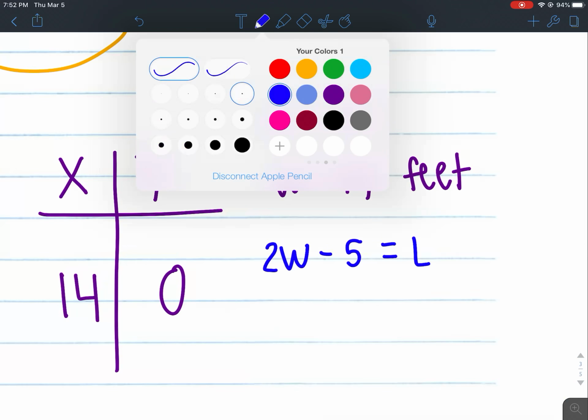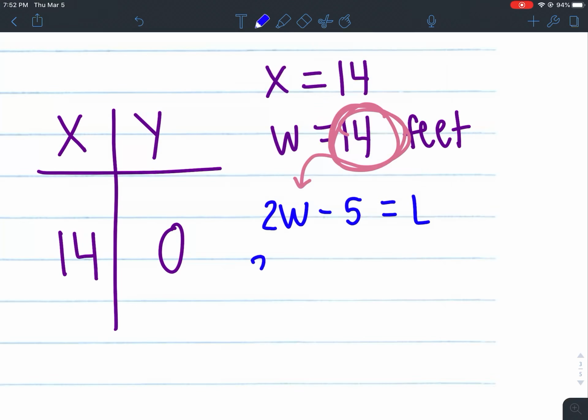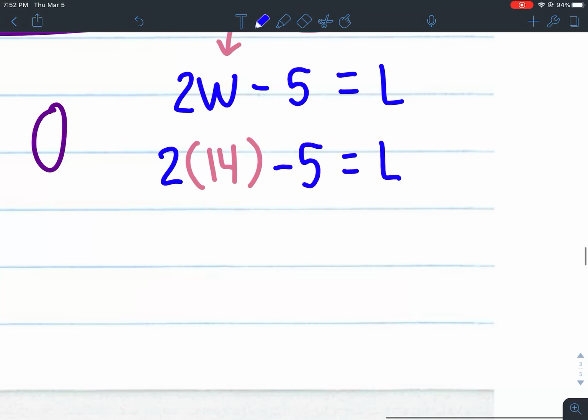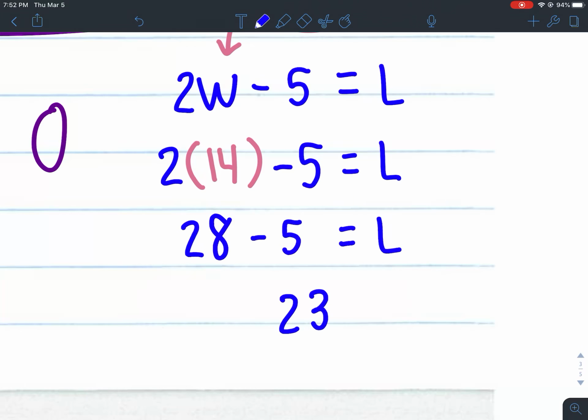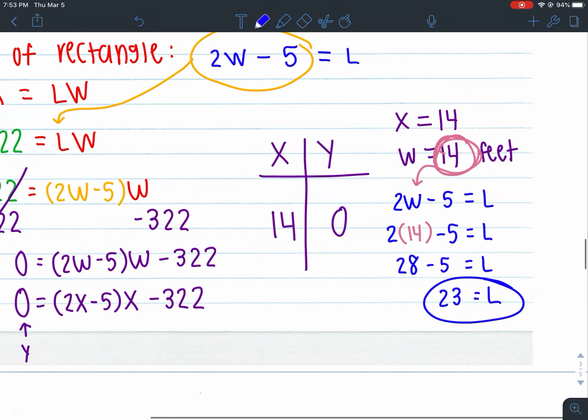Well, what do I know about w? Well, w equals 14. So I'm going to plug in 14 for w. So I have 2 parentheses 14 minus 5 equals L. So it's very similar to substitution when we learned it. Well, 2 times 14 is 28, and 28 minus 5 is 23. So what does that mean? Well, that means that my width was 14 feet and my length is 23 feet.